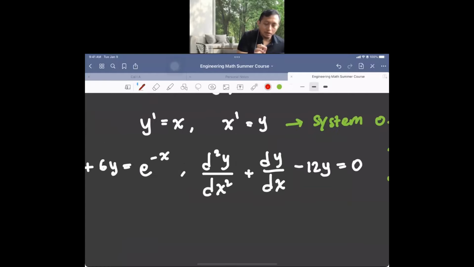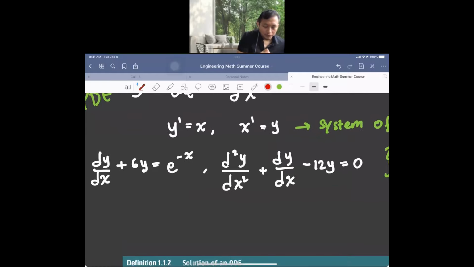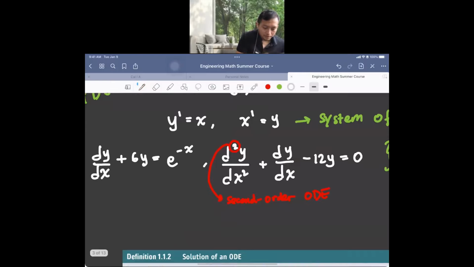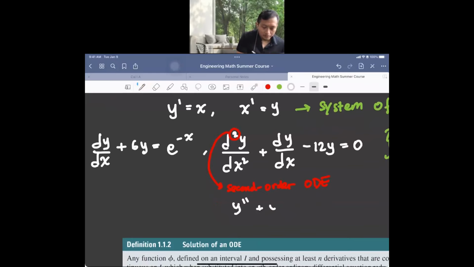Notice how we write this. We sometimes write with d, like dy dx, okay? And see that this is 2, this is the order. Because this is the highest order, 2, we can say that this is a second order ODE. Sometimes we can also rewrite this in terms of prime, like y double prime plus y prime minus 12y equals 0. This is also okay.